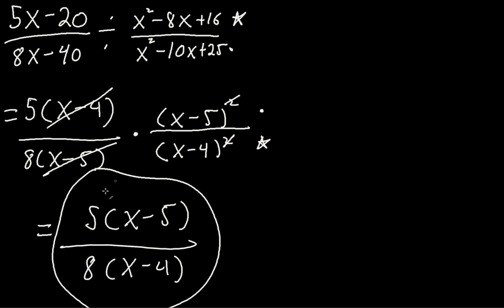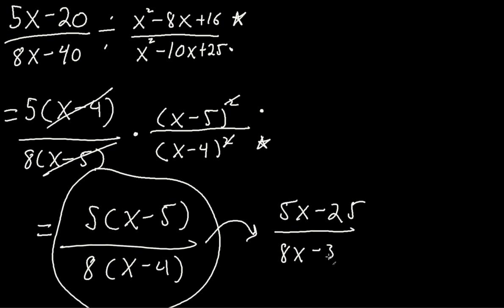So there we go. If you want, you can distribute this out if you prefer that. This is also an acceptable answer. So 5x minus 25 over 8x minus 32. So either way, they're equivalent statements, however you prefer it.